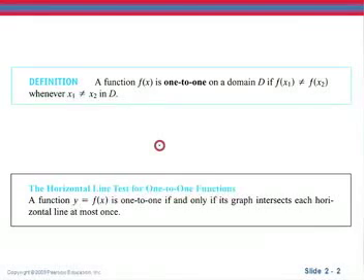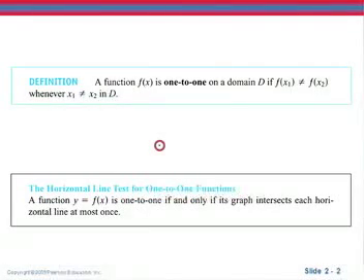Now, in order to be a function, you could have two x's with the same y. You just couldn't have one x with two different y values. To be one-to-one is a little bit more specific. Each x value has to have a specific, unique y value.